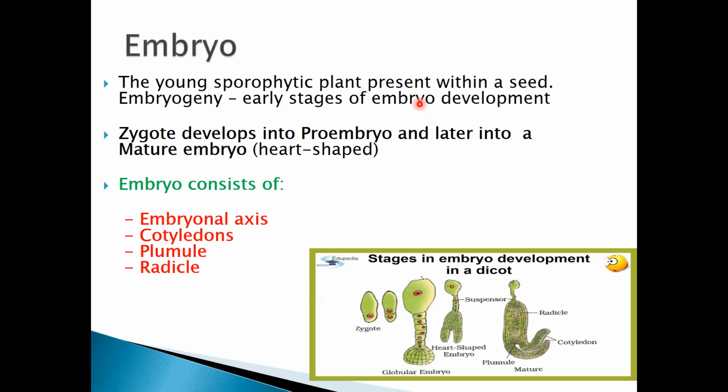Now, in that small embryo within the seed, there is present one small sporophytic plant, which later germinates. So an embryo is what? A young sporophytic plant. The sporophytic plant is what? You know, it is divided into three: the fruit, seta, and the leaves of the plant body.